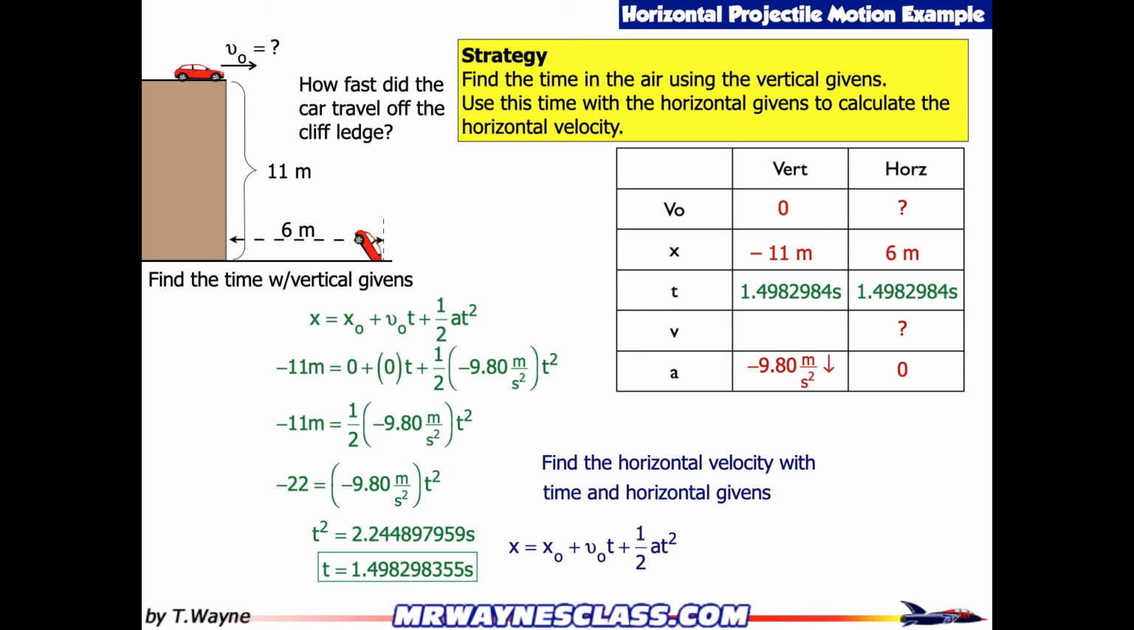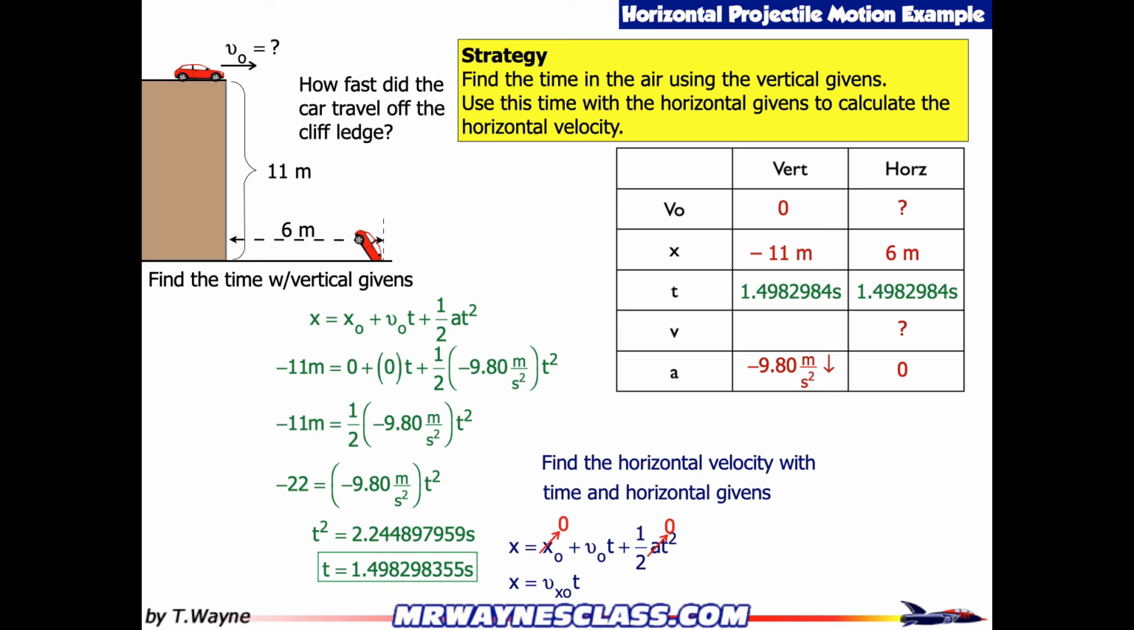So I'll start with the x equals x naught plus v naught t plus 1/2 a t squared equation. I know that horizontally x naught is equal to 0. It's always true. And I know my acceleration is equal to 0. So this comes down to something simple. x equals vx naught times t. So the range is equal to the horizontal velocity times the time.